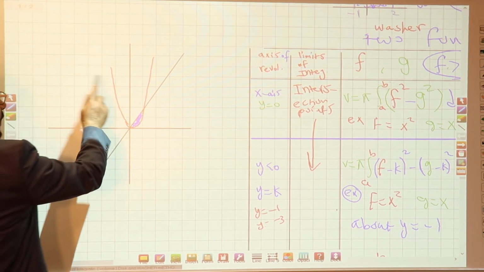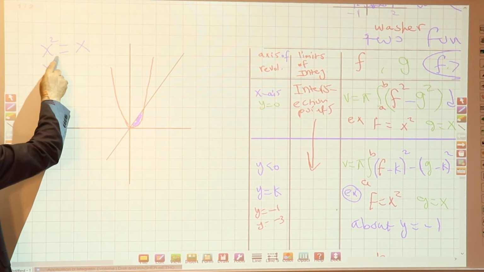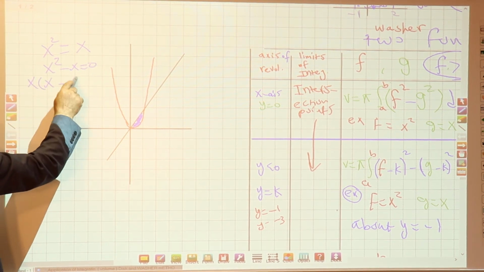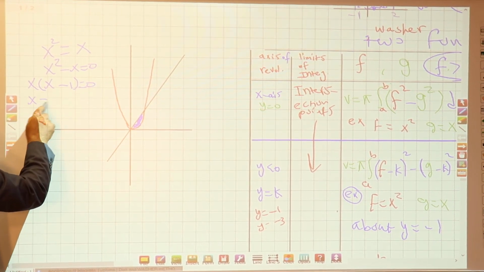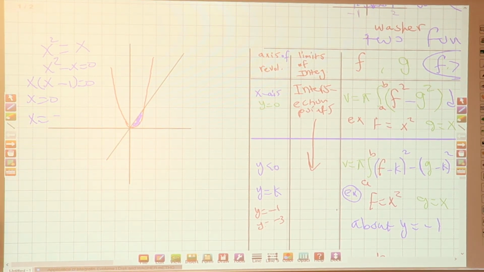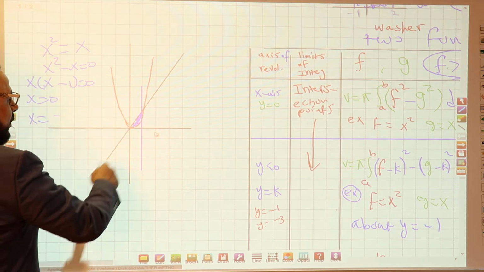And if you find the intersection, x squared equals x, x squared minus x equals 0, take x out, x times (x minus 1) equals 0, then x equals 0 or x equals 1. Then I have 2 lines, right, between here and there. Another line here I'm going to put, which is x equals 1. I'm going to make it blue. And then this is the area I need to revolve about the x-axis, right?